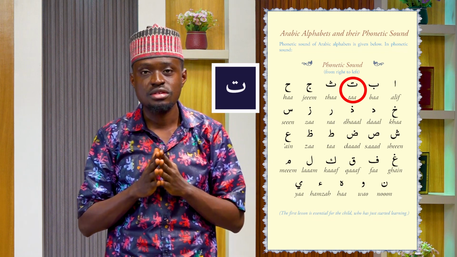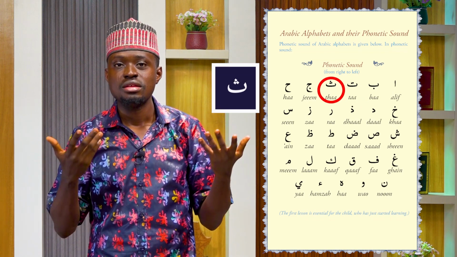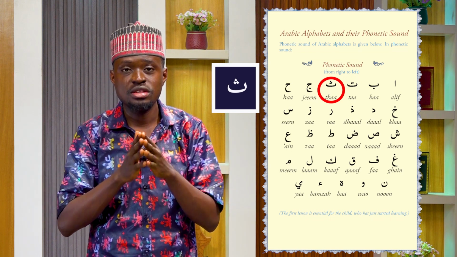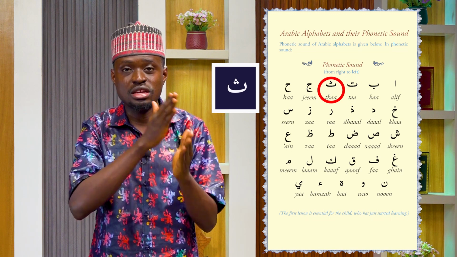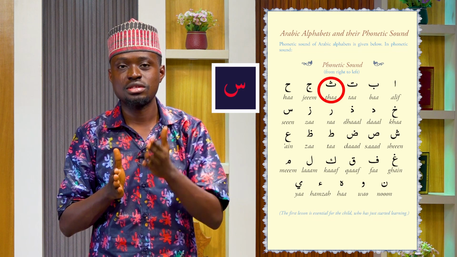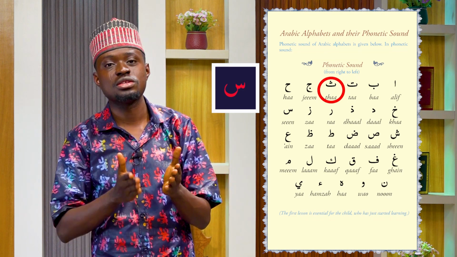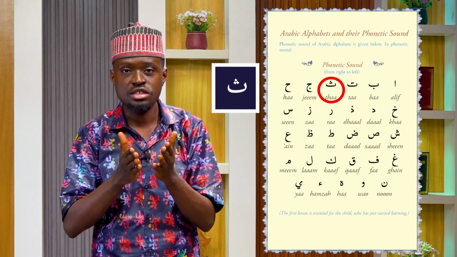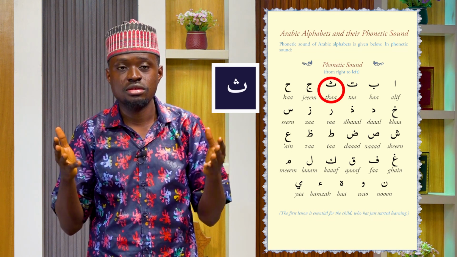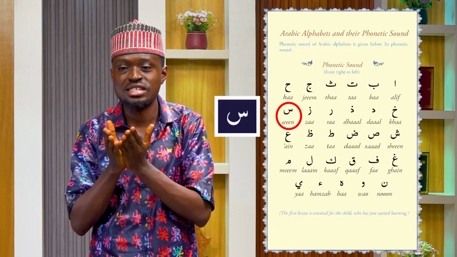Then the fourth is Tha. Some people make the mistake in pronouncing this letter. They mistakenly pronounce it as sin. They will pronounce sin and think they are pronouncing Tha. There is a difference between the pronunciation. When you just say, for instance, the word thumma in the Quran, which means then, and you say summa, you have just pronounced sin.